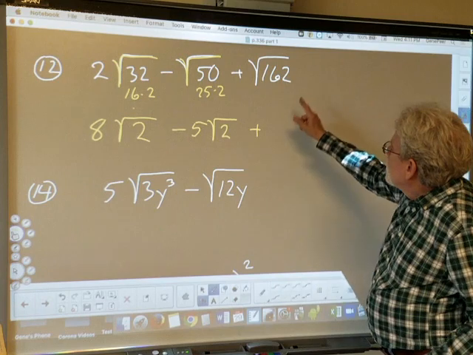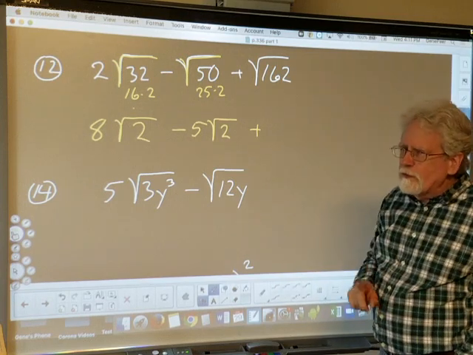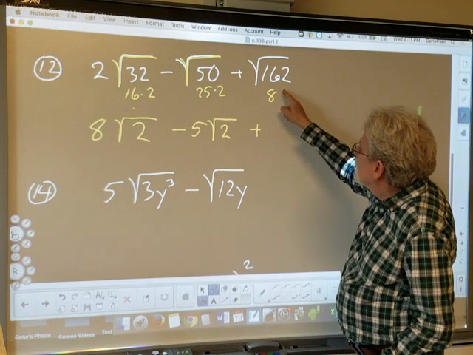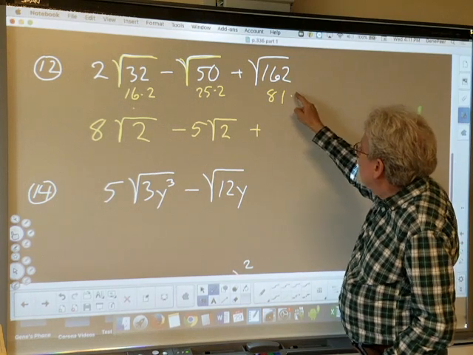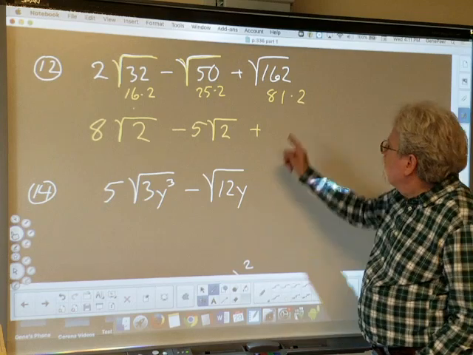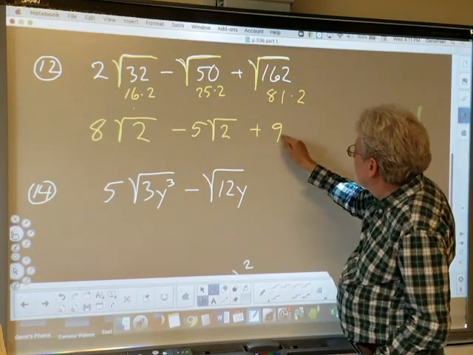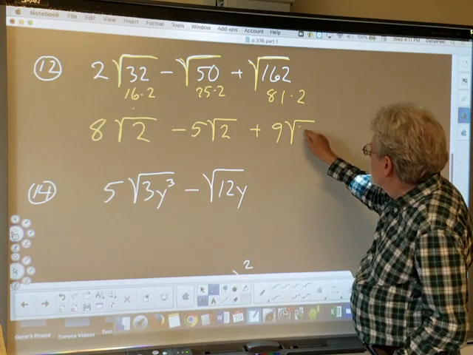Plus, what square comes out of 162? Think simple. Half of 16, 8. Half of 1, half of 2 is 1. It's 81 times 2. Yes. What's the square root of 81? Pa-ching! 9. Inside, we're left with the 2.